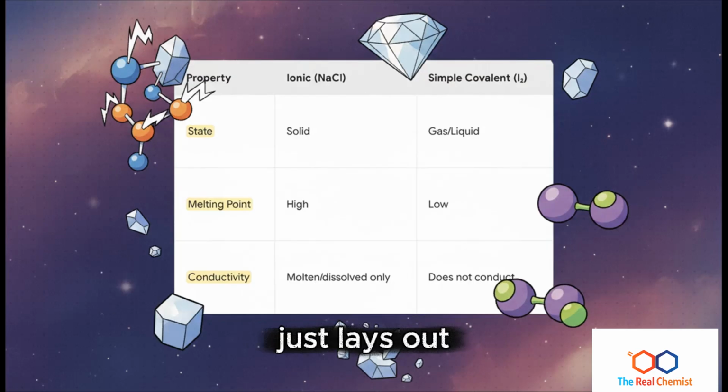And this table just lays out the consequences perfectly. On one side, you've got your ionic compounds. Remember the electron heist?